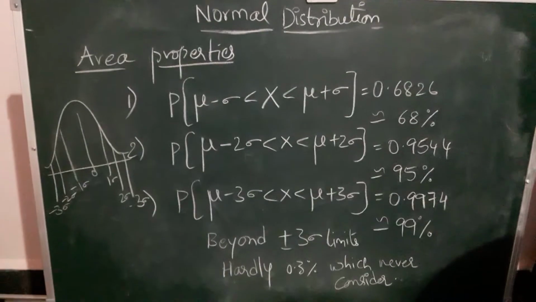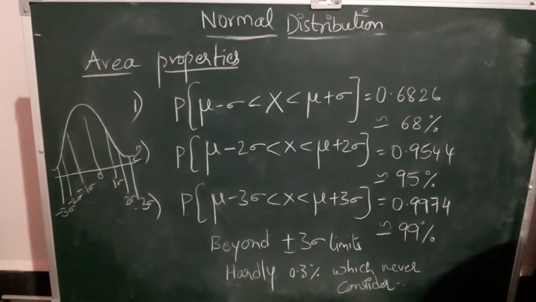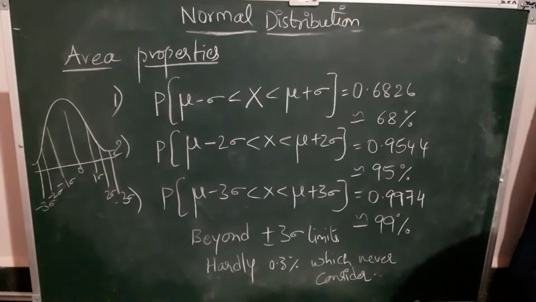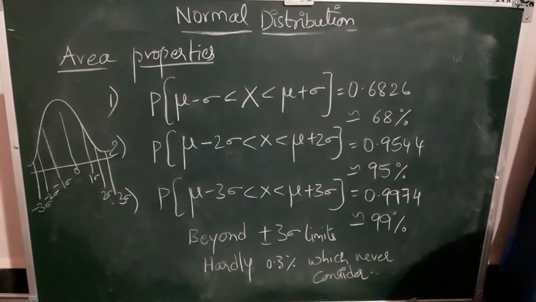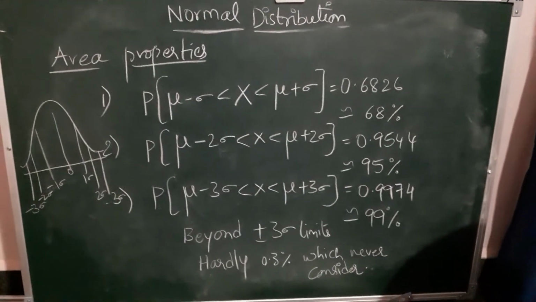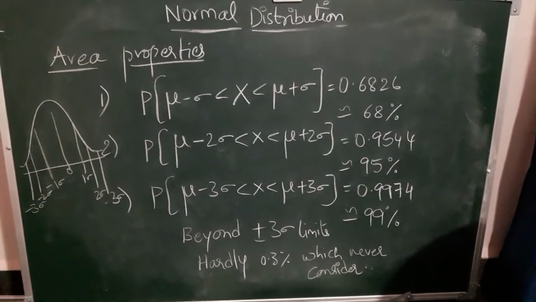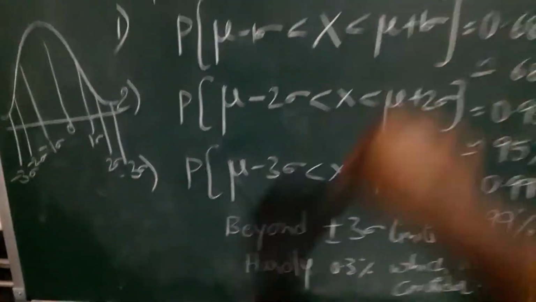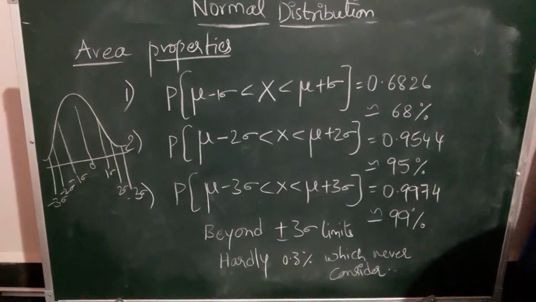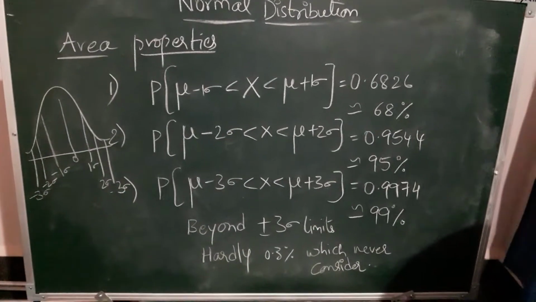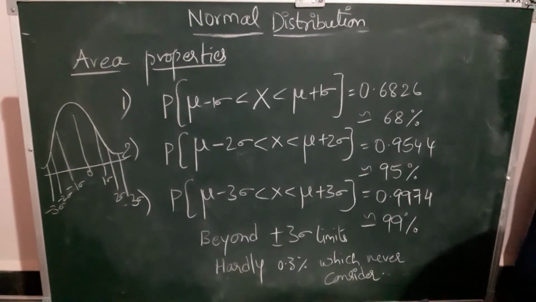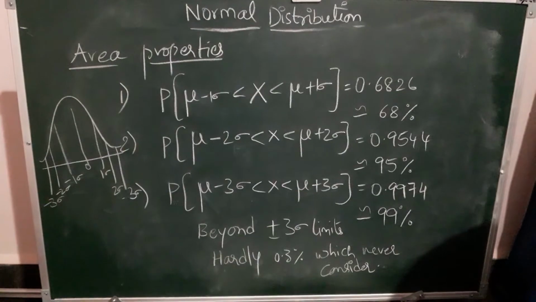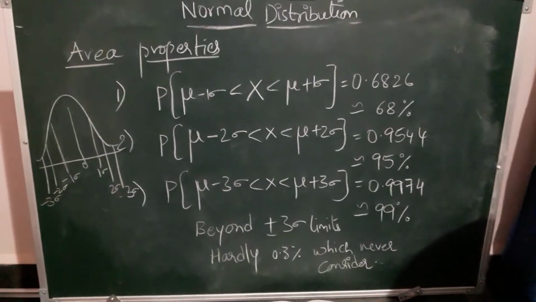Now look at this, area properties. In a normal curve, initially the probability curve I have drawn for you, you might be having that curve, right? In that normal curve, mu minus sigma, mu plus sigma, that means plus or minus 1 sigma. The area in a normal distribution between plus or minus 1 sigma is 0.6826. Approximately 68% of the area is covered between plus or minus 1 sigma limits.